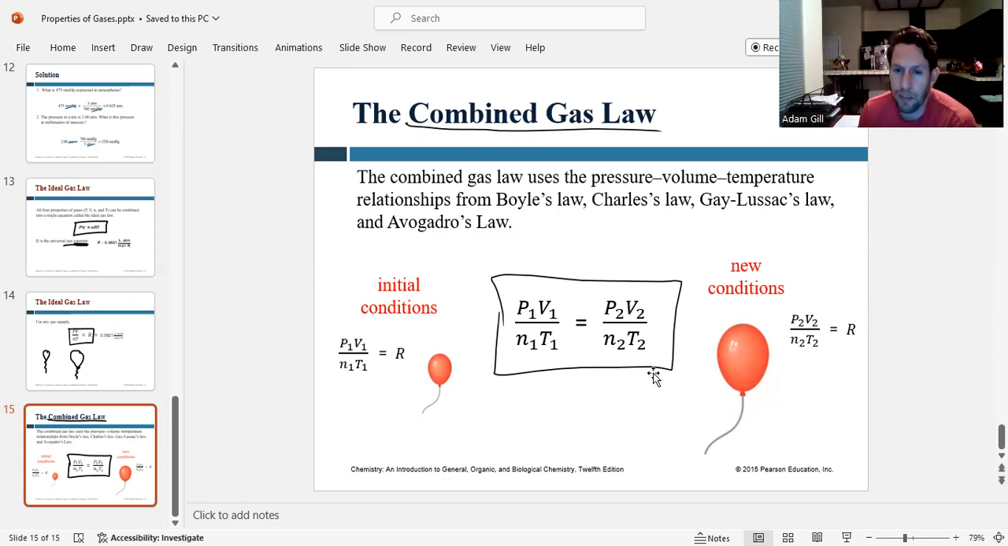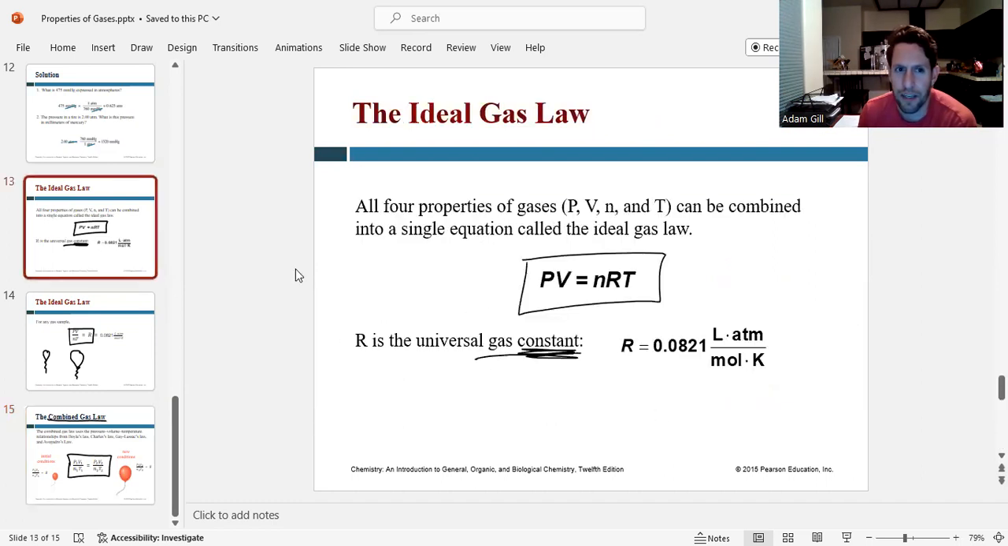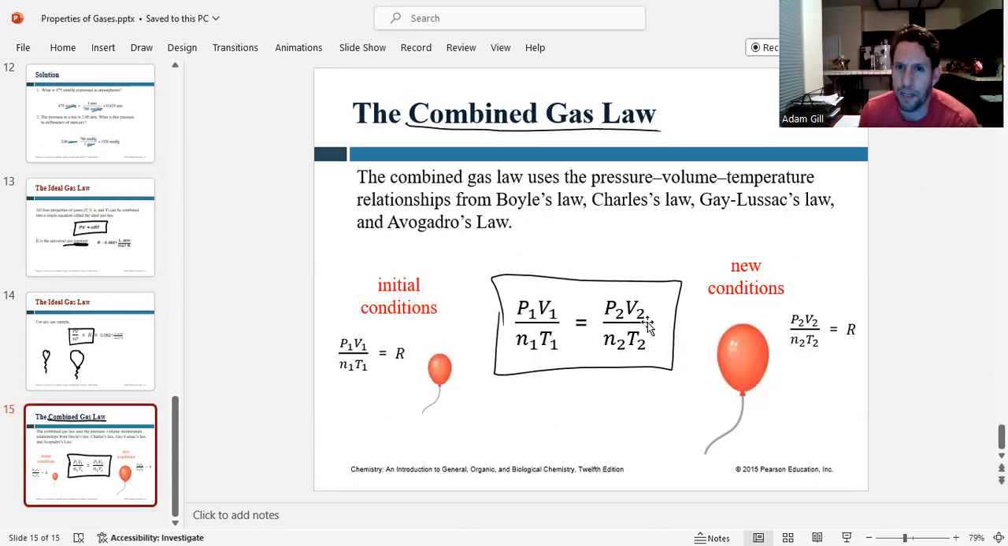So I will give you this equation on the exam, but this is the equation that we're going to be using to solve problems. And so we'll be revisiting this in the next lecture video and possibly also the ideal gas law. So ideal gas law will be given on exams, as will the combined gas law.